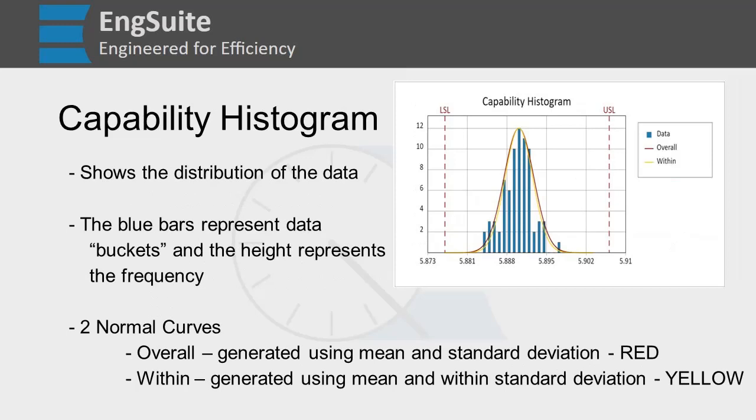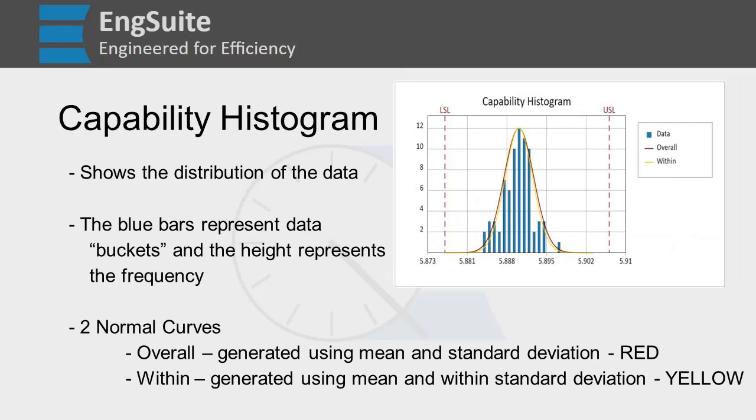Capability histogram. This is our second chart. This one is kind of an important one. It doesn't really give you any actual quantitative data, but a lot of great qualitative data, because what it does is it actually shows you the distribution of your data. Each of these blue bars represents a bucket, and the height is the frequency.